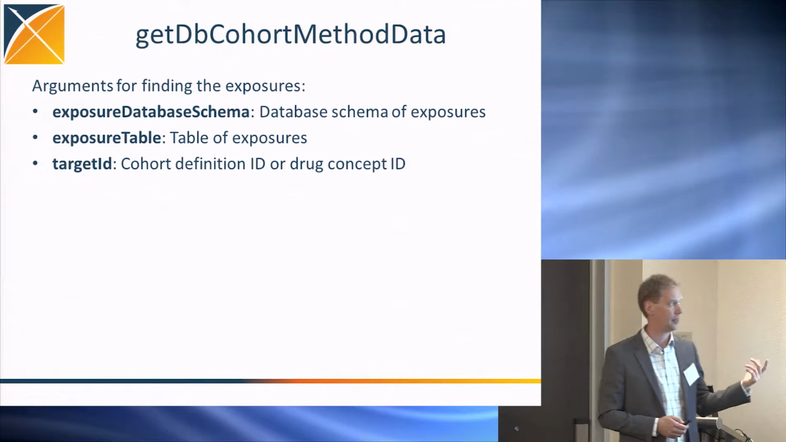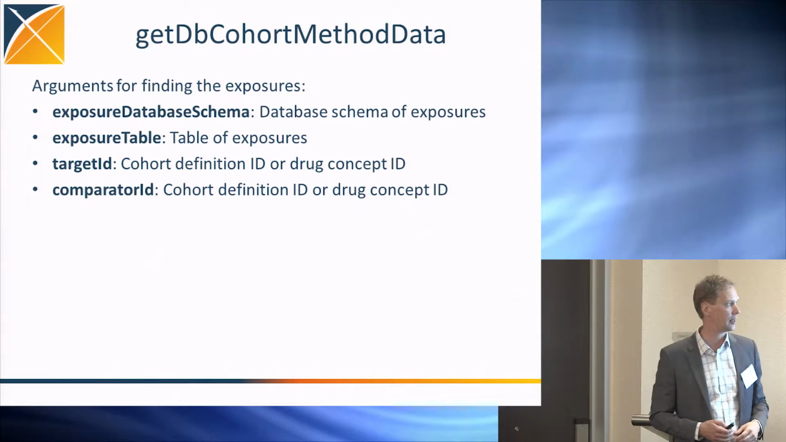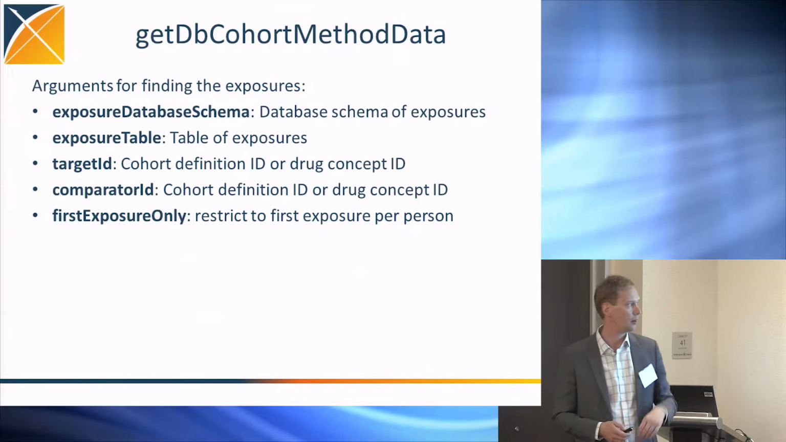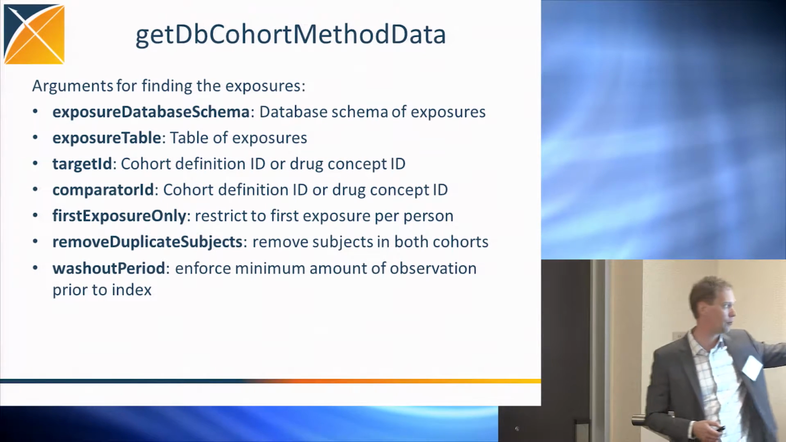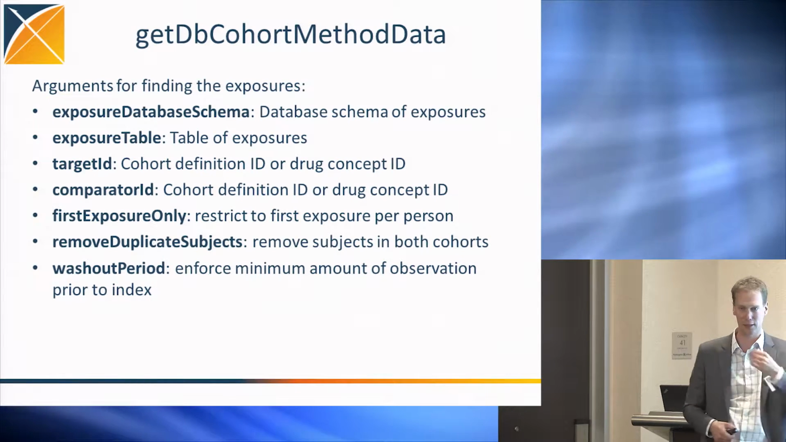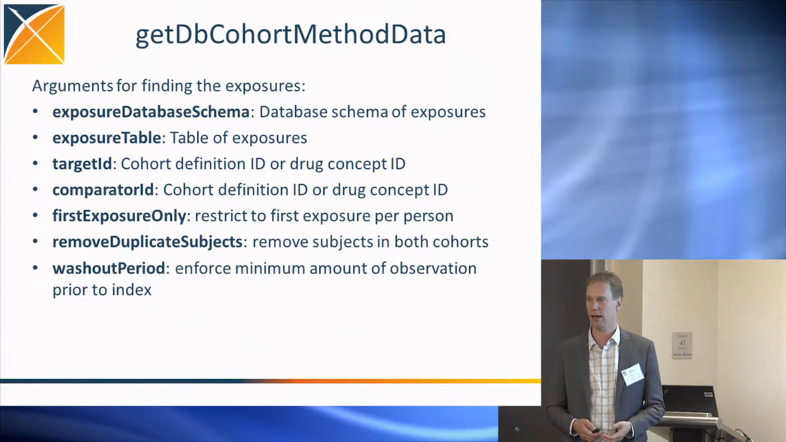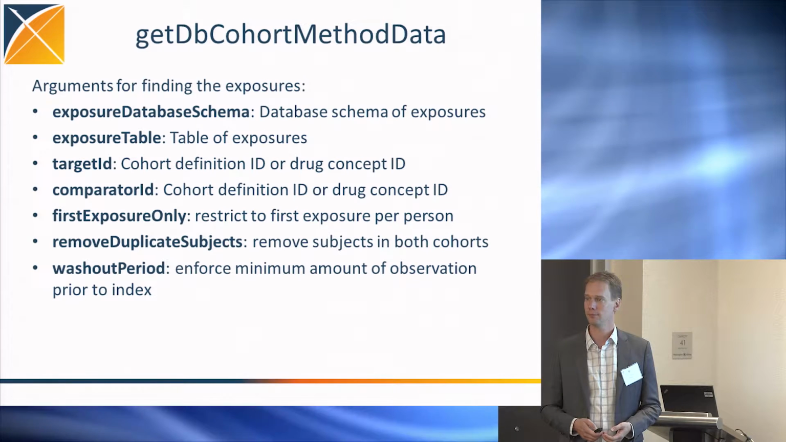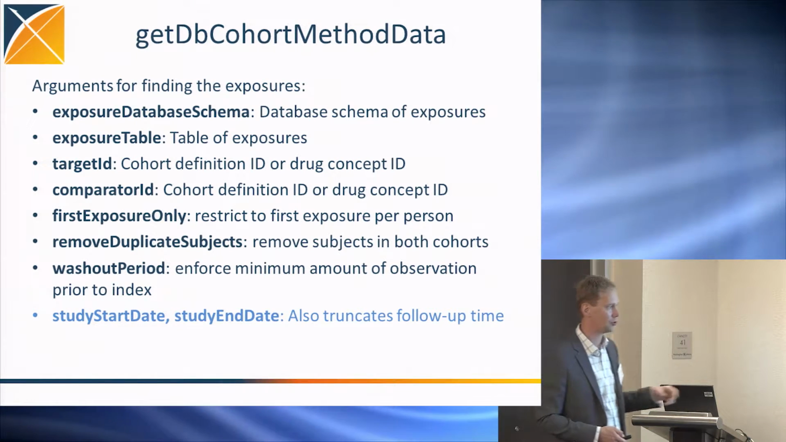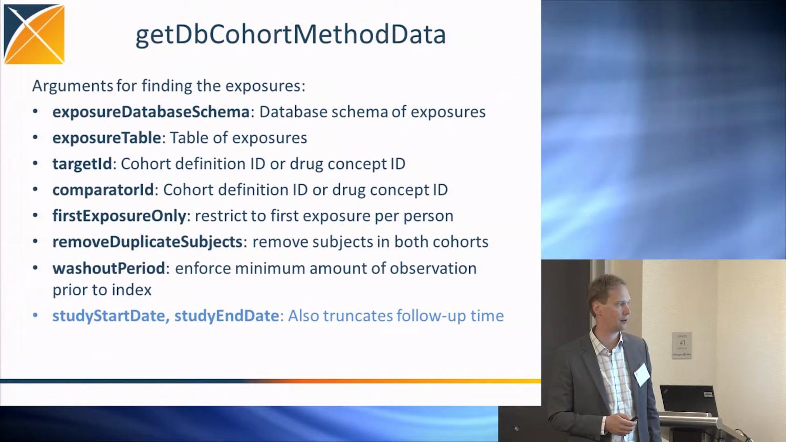And your target ID is, of course, the cohort definition ID of the target group, and the comparator ID is your cohort definition ID of your comparator group. And then, as I said, you have the options to remove first or restrict to the first exposure only, remove duplicate people, and specify the washout period. But typically, we do that in Atlas. All right. Also, some arguments for specifying study start date and end date that allow you to truncate follow-up time.